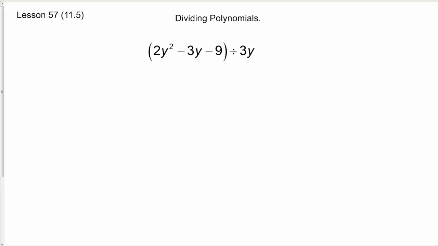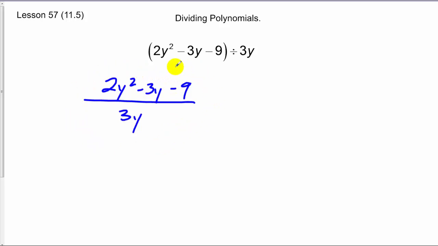So today we discuss dividing polynomials. In our first example, we have a trinomial divided by a monomial. So what I'm going to do is rewrite this as 2y squared minus 3y minus 9 over 3y. Now, this problem's in some sense already done because I've done the division. I have one fraction left.